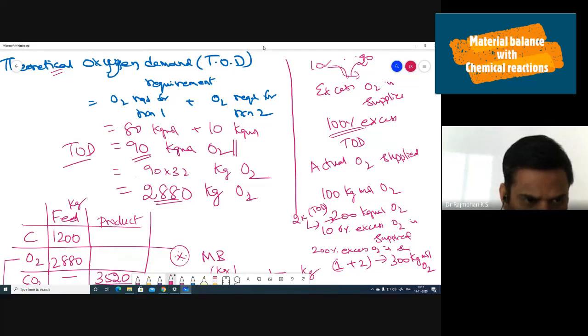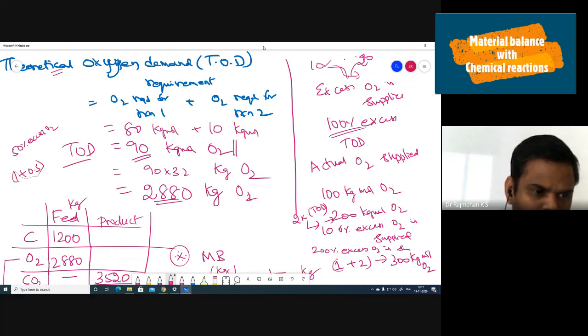For the same problem, if I say 50% excess oxygen is sent, then what is that? 1 plus 0.5 times the theoretical oxygen demand. So actual oxygen demand is equal to 1 plus whatever percentage fraction is given. One is the theoretical oxygen demand, plus 0.5 excess. That is 1.5 times TOD. That is 1.5 into, in this problem, 90 kg moles of oxygen.